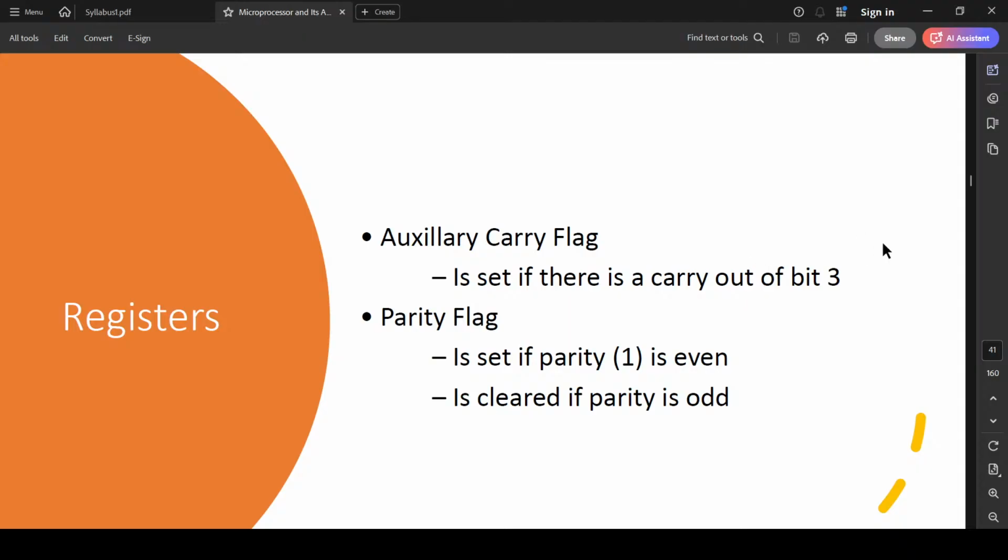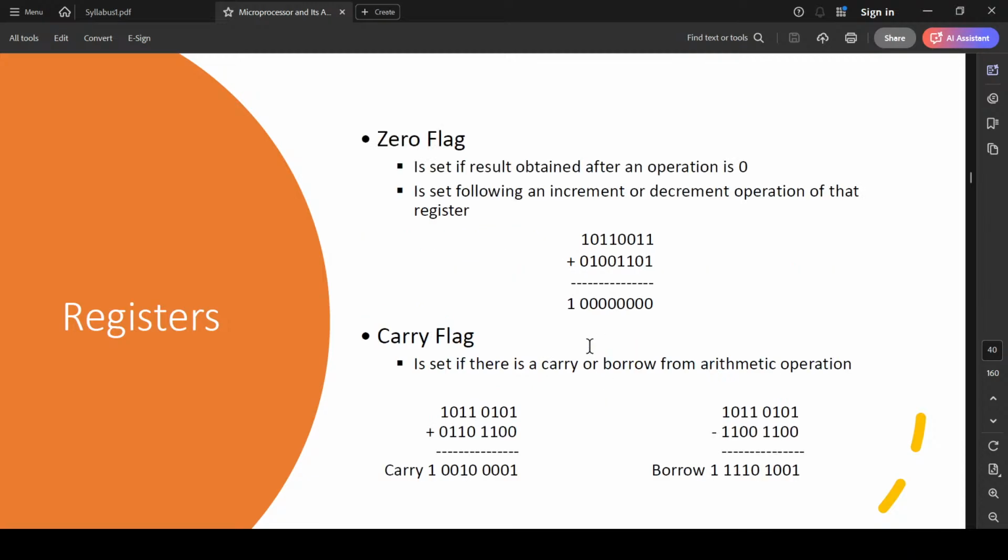Then we have the parity flag. Parity is very easy. It's set to 1 when the number of ones in the answer is even, and 0 when it is odd. You must know what parity is. For example, in this number there are ones: 1, 2, 3, 4, 5. This is odd. This is parity.